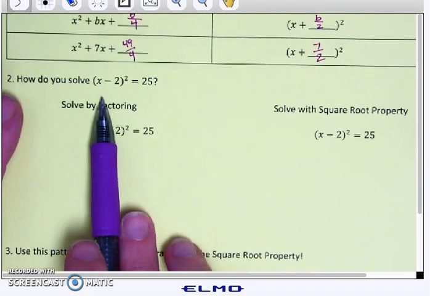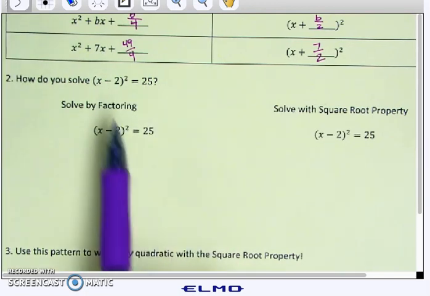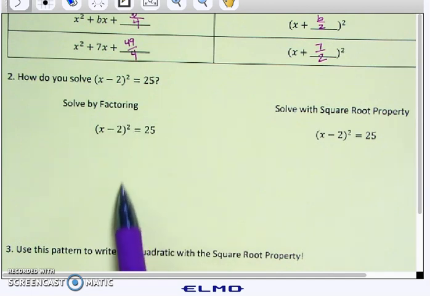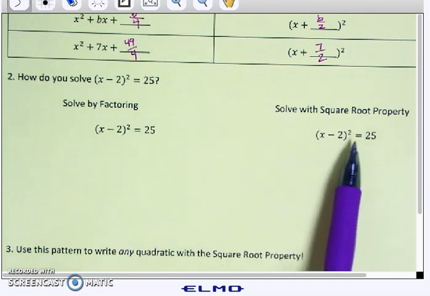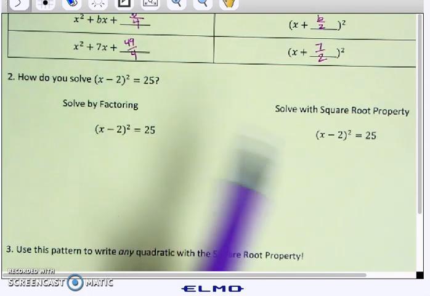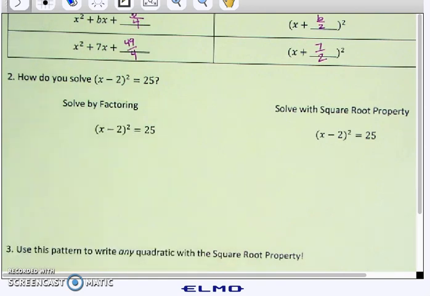But let's say you're solving x minus 2 squared equals 25. Okay, what we were doing before was solving by factoring, so we're going to solve using that method, and then we're going to solve using what we saw yesterday with the square root property. So solving by factoring meant that we needed to get the equation equal to 0, and then factor the quadratic, and then set each factor equal to 0.